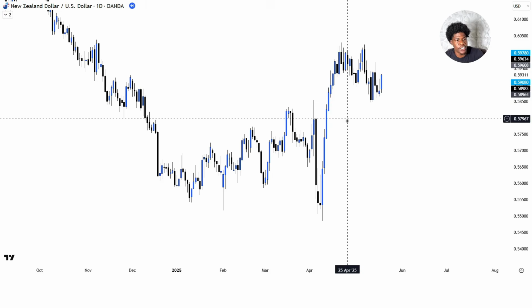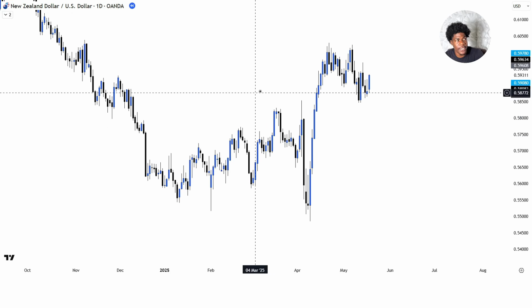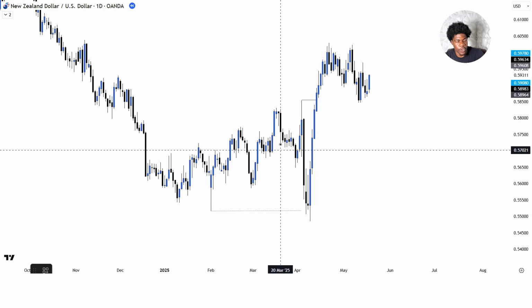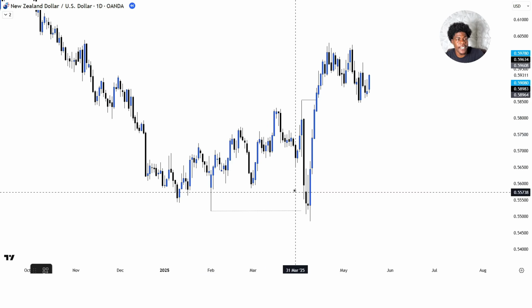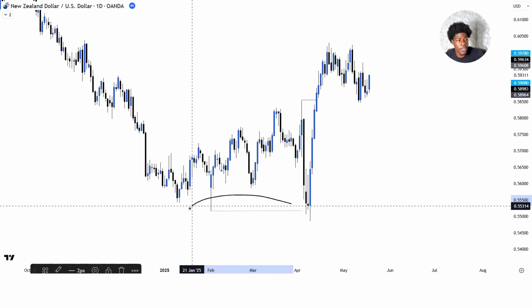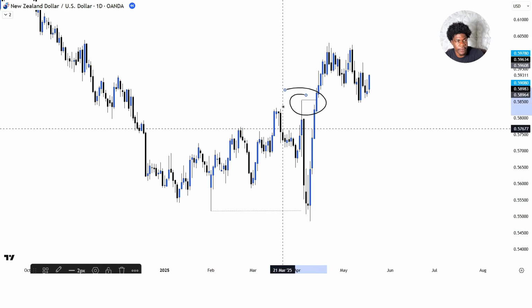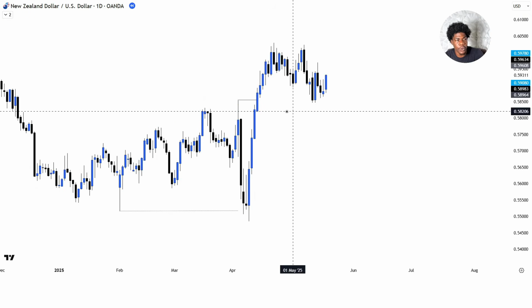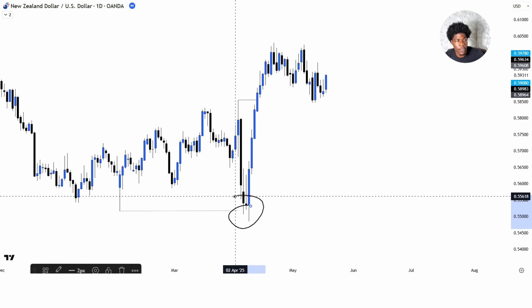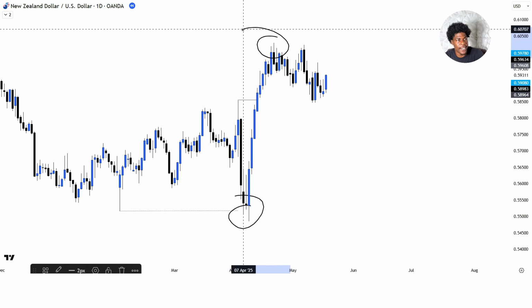What is price showing us? All right, first we see that on the daily, price pushed down lower to clear these old lows right here, to then extend higher and give us this market structure shift. Right now we're playing inside of this new dealing range from these old lows to these old highs right here.